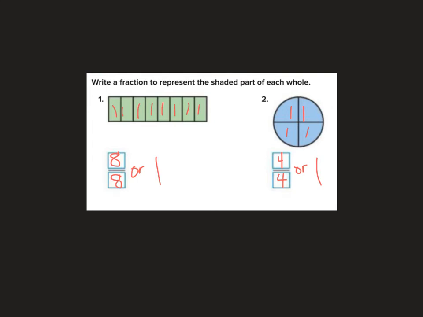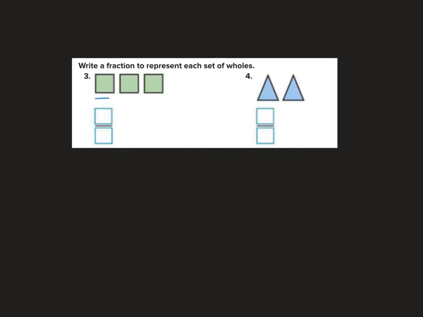Okay. All right, so now I'm noticing that these holes are separated, and it says a set of holes. So this is where we're saying, okay, each square is cut into how many pieces? 1 piece. And how many squares do I have total? 3. So I have 3 over 1, or 3 total squares. Here I have 2 triangles, but each triangle is cut into how many pieces? 1. And how many triangles do I have shaded in? 2 over 1, or 2.